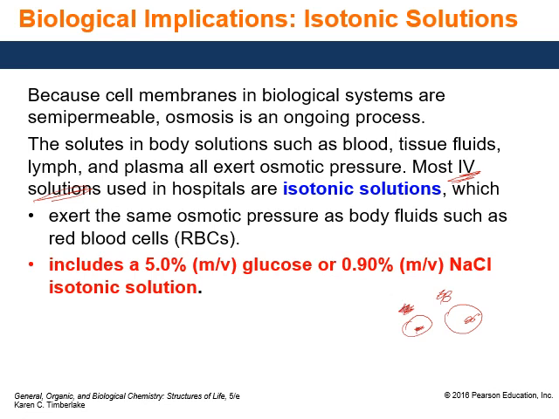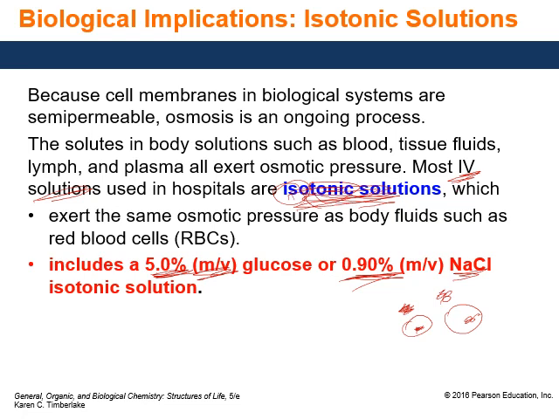For instance, our blood glucose is usually 5% mass over volume, and the NaCl or salt concentration is 0.9% mass over volume. This solution is called an isotonic solution. Iso means same, tonic means tonicity, which is the concentration. So they have a similar concentration in terms of sugar and salt to our blood or our body fluids, and that is called an isotonic solution.